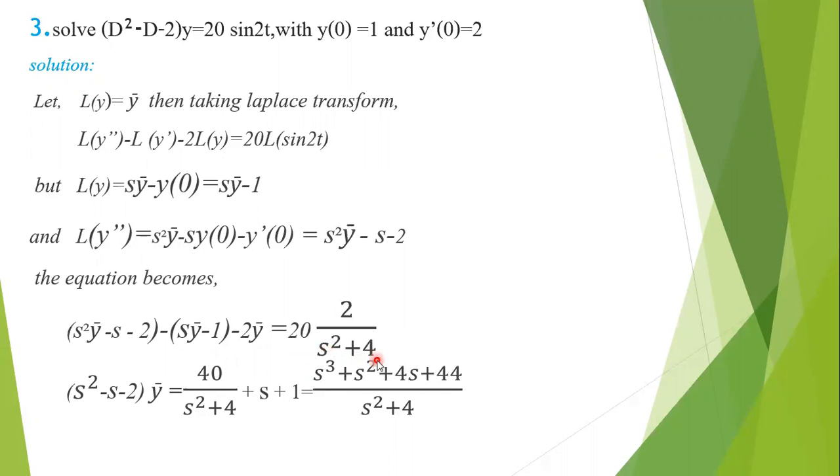s square minus s minus 2 into y bar is equal to 40 upon s square plus 4 plus s plus 1. We transposed all the negative terms to the right hand side. Now we will be simplifying the right hand side. Therefore, it becomes s cube plus s square plus 4s plus 44 upon s square plus 4.